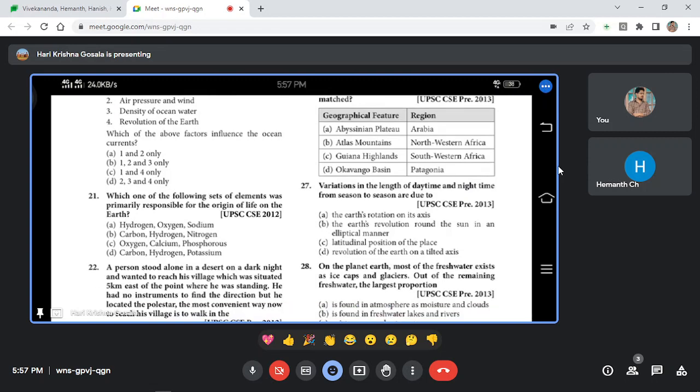Next, let's see. Variations in the length of daytime and nighttime from season to season are due to: the Earth's rotation on its axis, the Earth's revolution round the Sun in an elliptical manner, the latitudinal position of the place, or revolution of the Earth on the tilted axis.